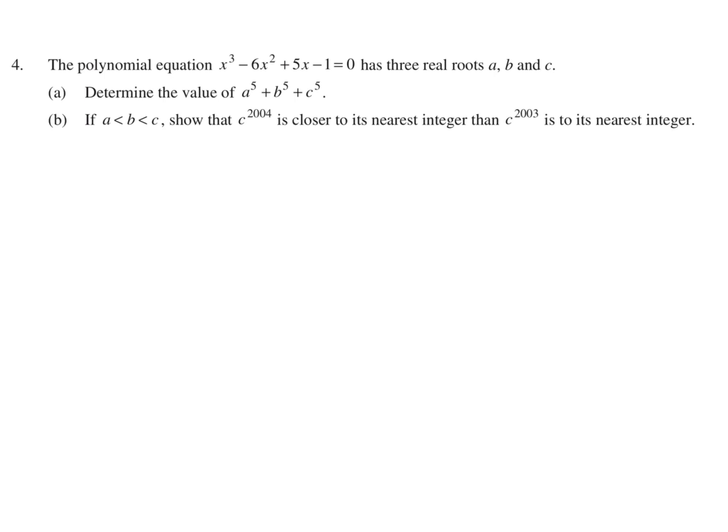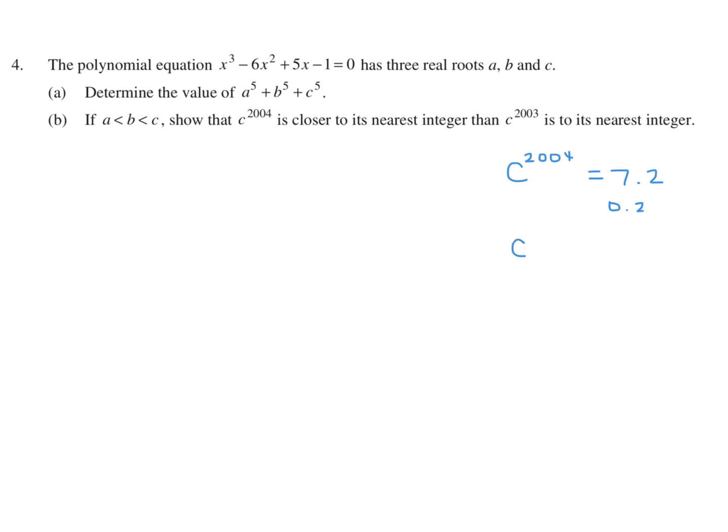For b, if a is less than b is less than c, show that c to the power of 2004 is closer to its nearest integer than c to the power of 2003 is to its nearest integer. What they basically are talking about in this question is that, let's say, c to the power 2004 is equal to something, right? Let's say 7.2. It's 0.2 away from its closest integer, correct?